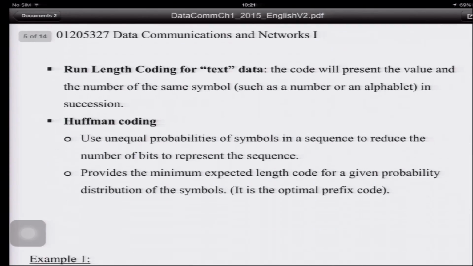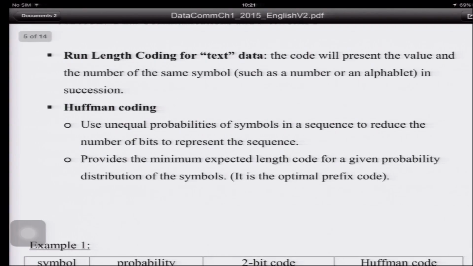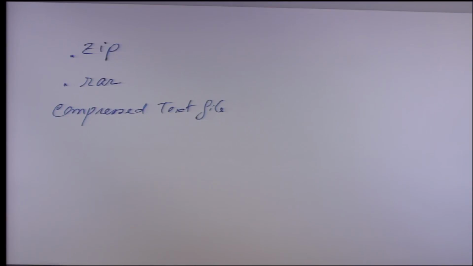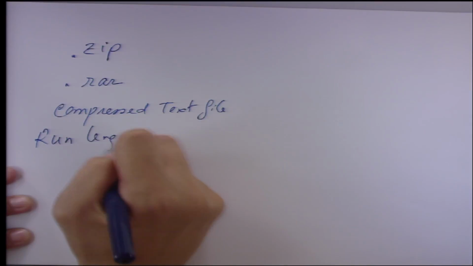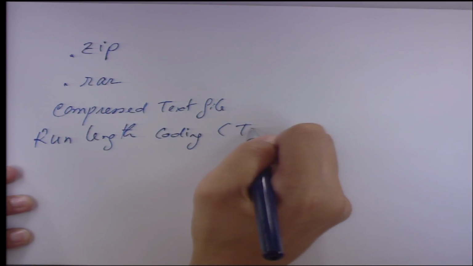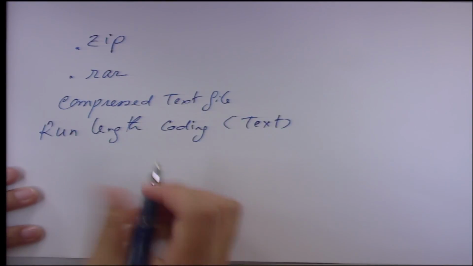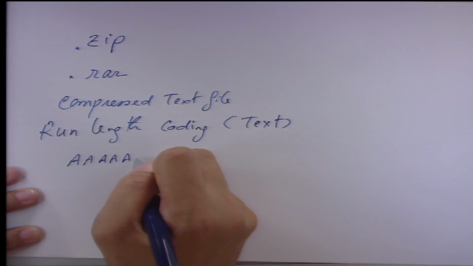For the lossless, now let's look at the lossless techniques. The first one is run-length coding for text data. The code will represent the value and the number of the same symbols in succession. Now let's look at an example. This one is for text. For example, I am sending this data.